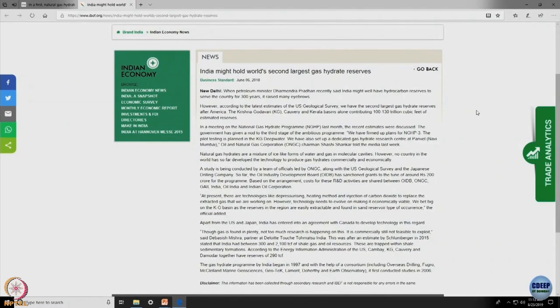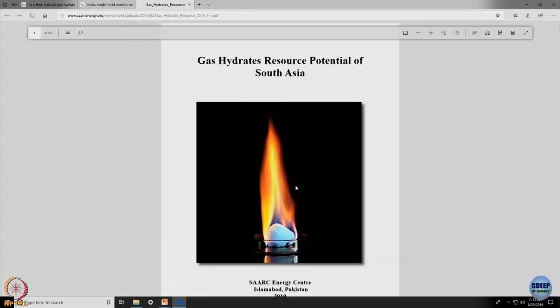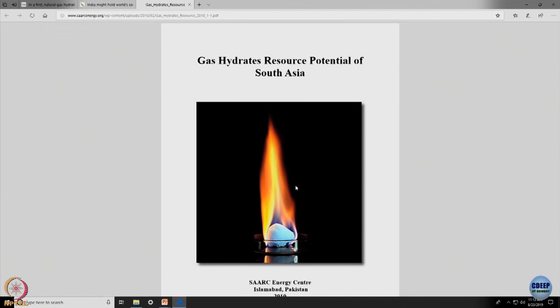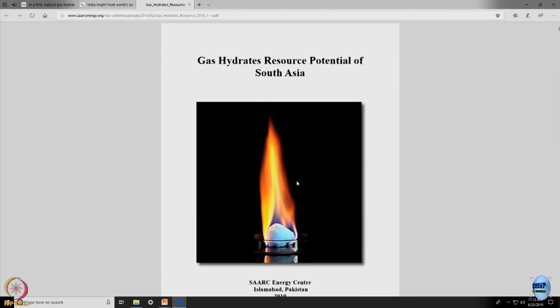Now, as far as the Indian scenario is concerned, if you go through current affairs, India might hold the world's second largest gas hydrate reservoirs, and this is very good news. The regions which have been identified are the KG basin, Andaman area and northeast. The KG basin is a very rich area in which hydrates are deposited. If you talk about South Asia, gas hydrates are resources, and this is a very interesting document available on the net. It comes from the SAARC Energy Center, Islamabad, Pakistan: gas hydrate resource potential of South Asia. Whenever you get time, you should go through this.